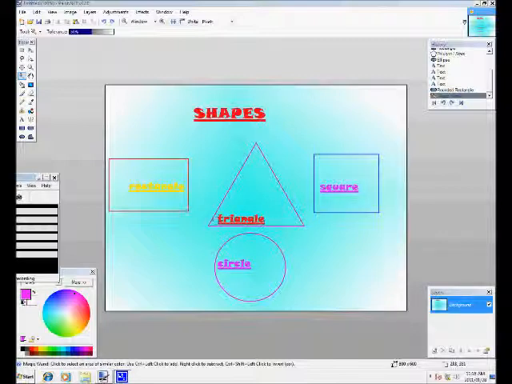Now we'll be moving on to the triangle. The triangle has three sides, not necessarily equal, but this triangle has three equal sides. That means it is called an equilateral triangle.